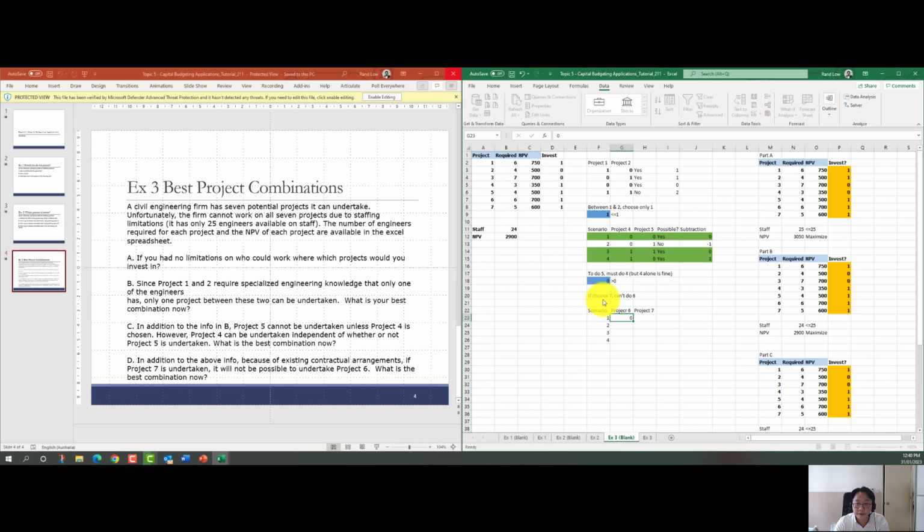Right? So if we don't do it at all, that's fine. If we do 0 and 1, it's fine. Can we do 1, 1? That's no. Can we do 1, 0? That's a yes. So we can either not do project 6 and 7 at all, or we can do project 6 or 7, but we cannot do both. Okay? So that's easy.